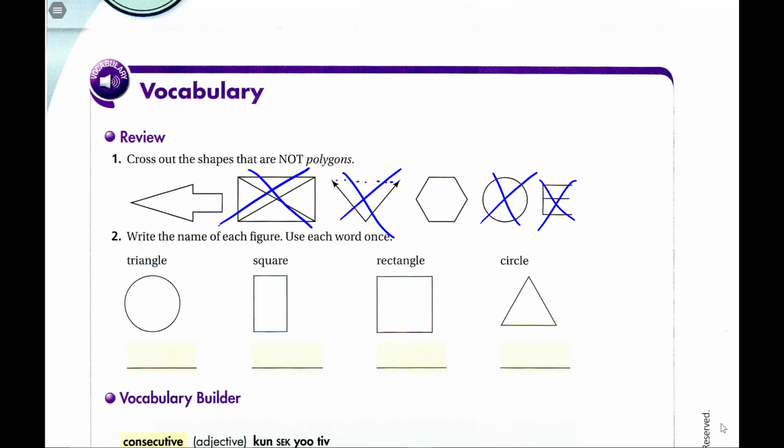Each one of the four figures in example 2, we're just going to name those. We should be pretty comfortable with naming these. The first one is a circle. Our second figure is a rectangle. The third figure is a square. And the fourth figure is a triangle.